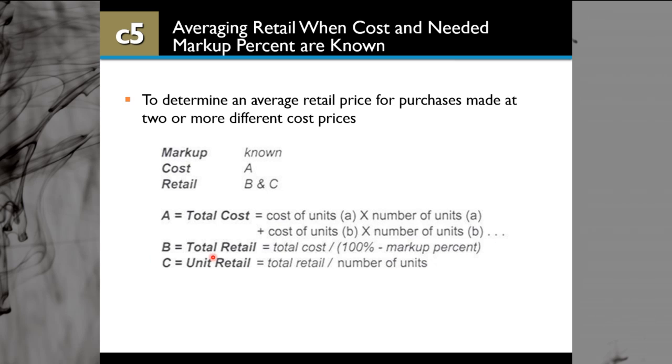And B, your total retail will be total cost divided by 100% minus markup percent, because your total retail can be calculated as cost dollars divided by cost percentage. That's going to be your retail dollars. And C, unit retail is going to be your total retail divided by number of units. And the example will help you to better understand this. So let's look at it.